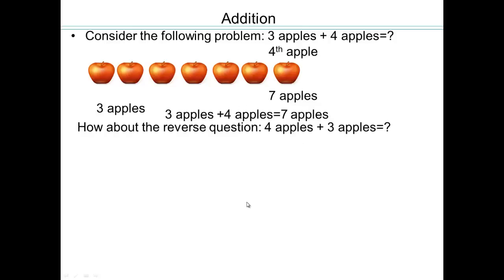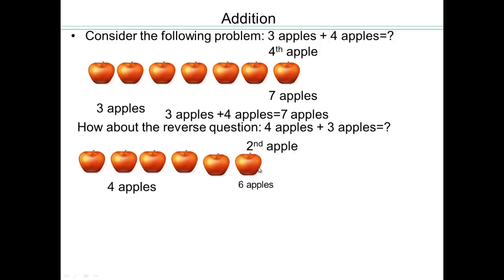What if I ask you to do the reverse question? What if I ask you what's 4 apples plus 3 apples? What would your answer be? Pause and think before you answer. So you're going to start with 4 apples and count 3 up from 4. So 5, 6, and the 3rd apple will give me 7. So clearly you get 7 apples even if you do 4 apples plus 3 apples.